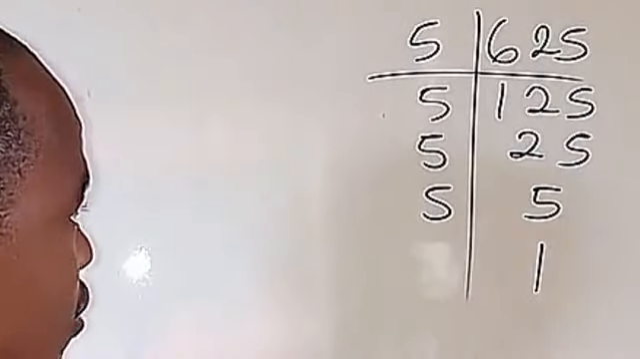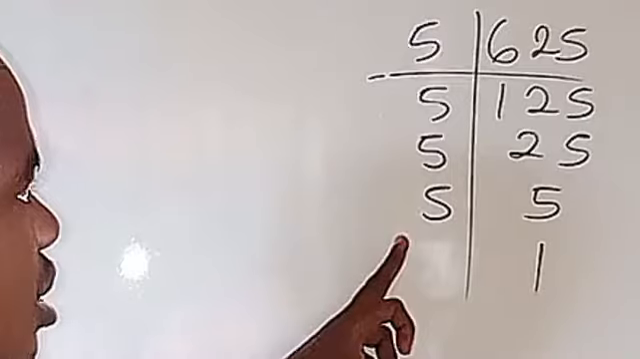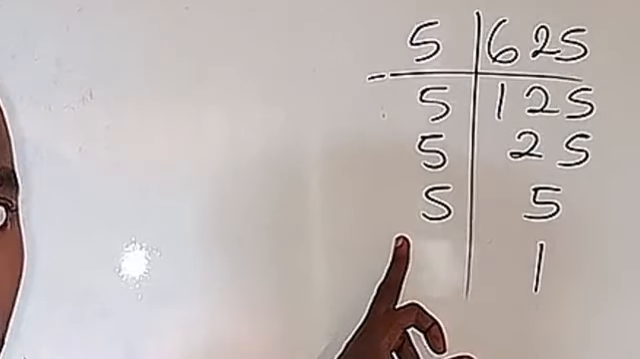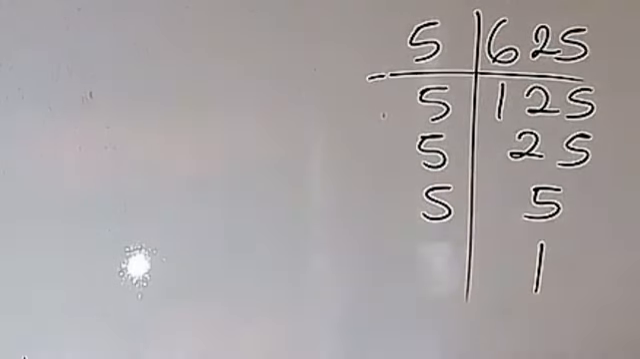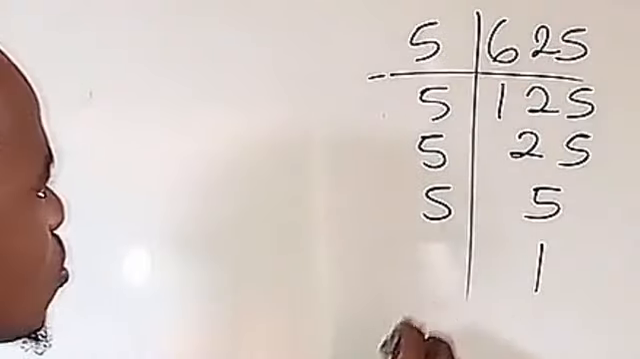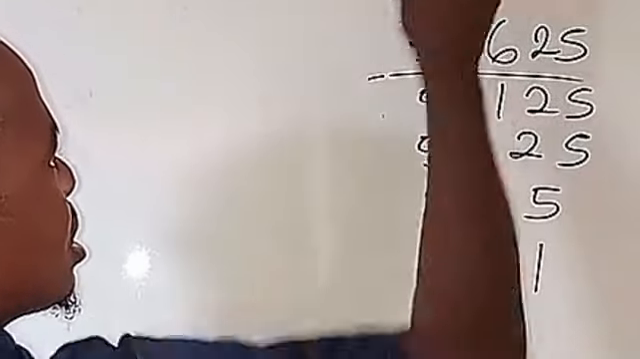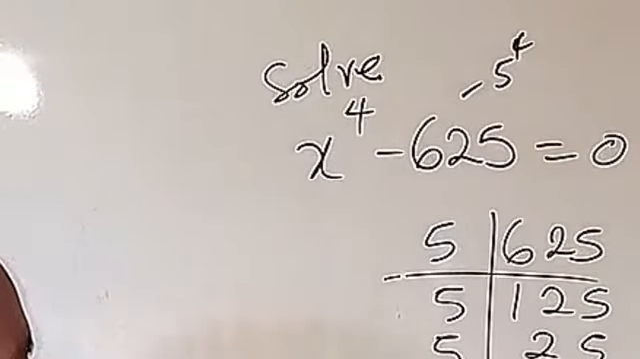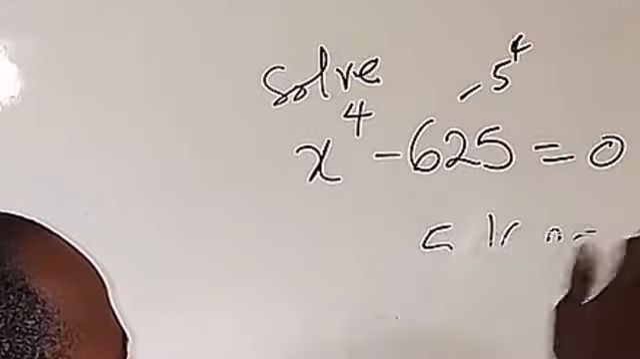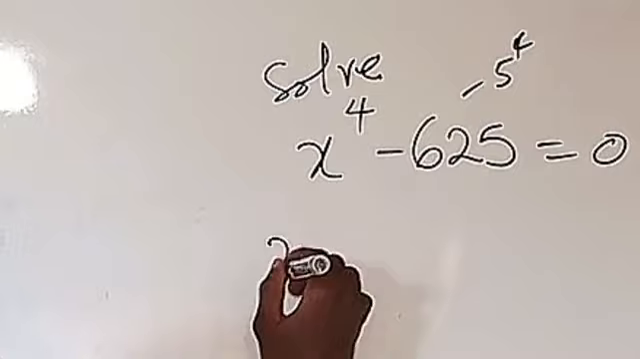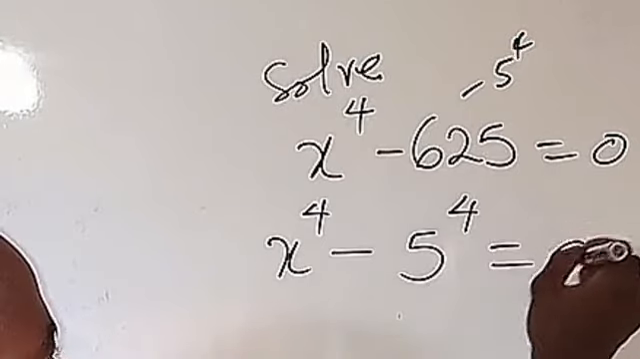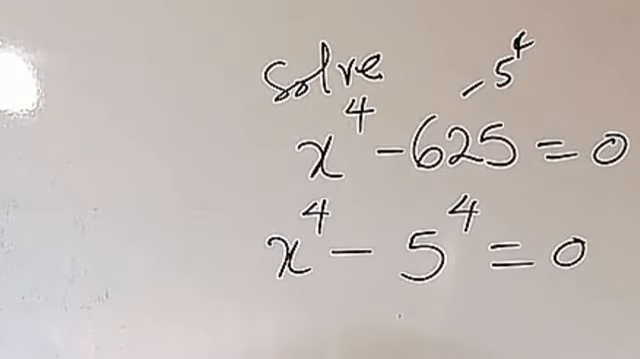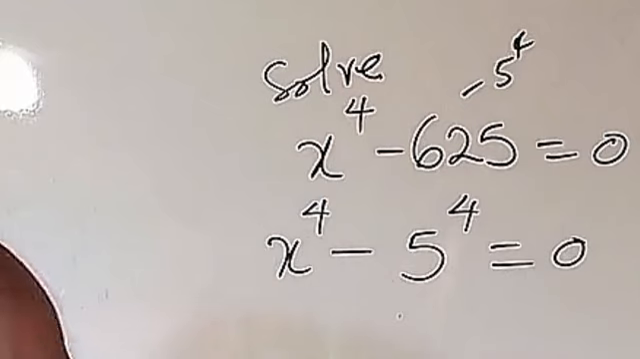So which shows that if you multiply everything here, that is 5 times 5 times 5 times 5, you're going to have 625, right? So this is 5 to the power of 4. Okay, so we have x to the power of 4 minus 5 to the power of 4 equals 0. Very interesting, because you can see the powers are now the same.